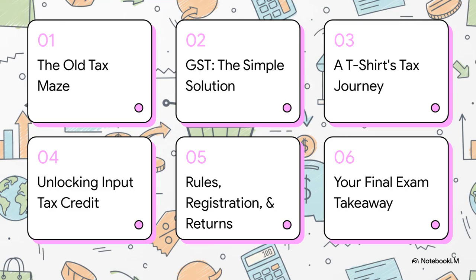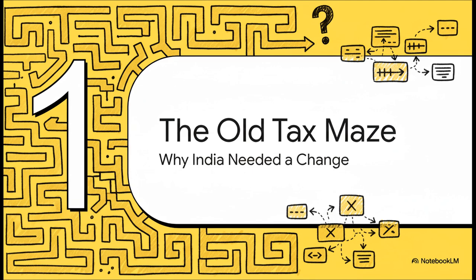Okay, so here's our game plan. First, we're going to take a quick trip back in time to what I call the old tax maze to see exactly why we needed GST in the first place. Then we'll follow a simple t-shirt on its journey to see how the new system works in the real world. After that, we'll unlock the single most important concept, input tax credit, before we cover the must-know rules. And we'll wrap it all up with some key distinctions that, let's be honest, are almost guaranteed to be on your exam. So before we can really appreciate the solution, we've got to understand the problem.